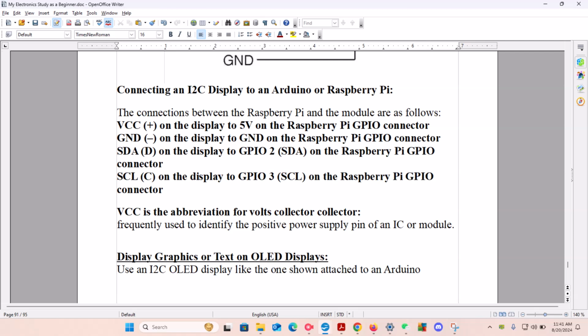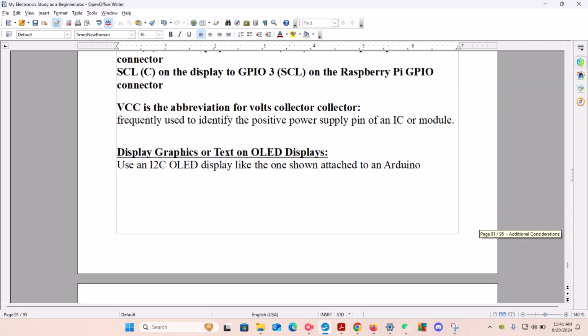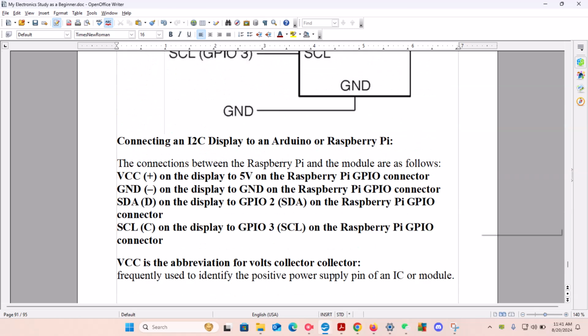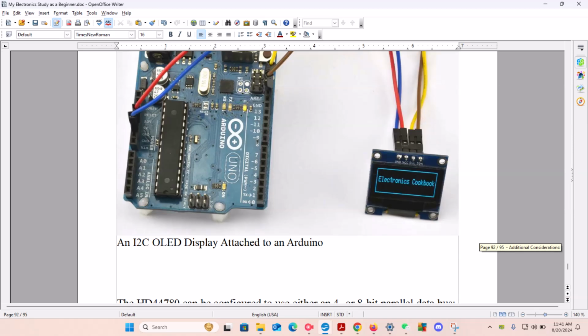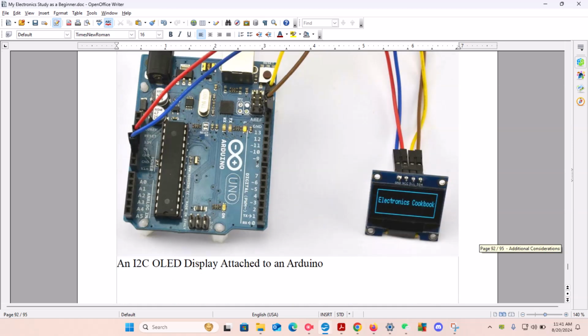So remember that VCC is an abbreviation for volts collector. I know that sounds redundant, but that's what it is. It's frequently used to identify the positive power supply pin of an IC or module. Remember that to display graphics or text on LED displays you need to use an I2C OLED display like the one shown above with the Arduino, which is in this case here.